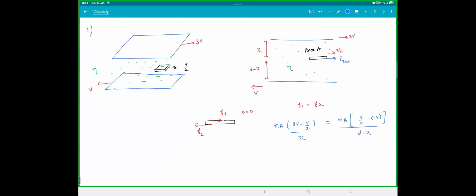Eta A v will cancel off. This guy will be 5 by 2x. That would be 3 by 2 into d minus x. 10d minus 10x is equal to 6x. X is equal to 10 by 16, 5d by 8. Check. So it should be 5d by 8 from the top, right, Utsa? So if you can keep the plate there, then the plate need not have any external force. It will go with v by 2 without any external support.